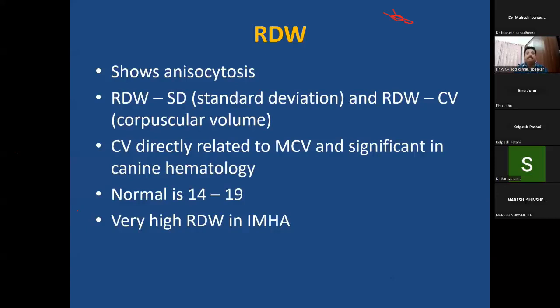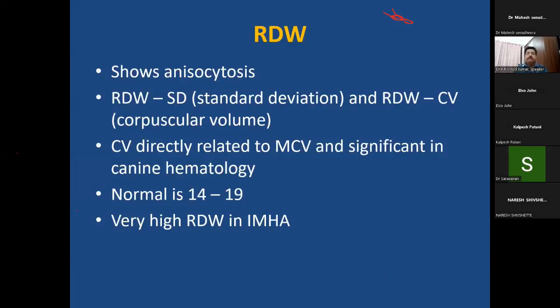Normally, you can see two types of RDW: the standard deviation RDW and the corpuscular volume RDW. RDW-SD and RDW-CV. We should not consider RDW-SD, leave it. But the RDW-CV, the corpuscular volume, directly indicates the anisocytosis. If the RDW-CV is high, it is directly related to the MCV and significant in canine hematology. Normally it should be 14 to 19. So it should not go beyond 19.